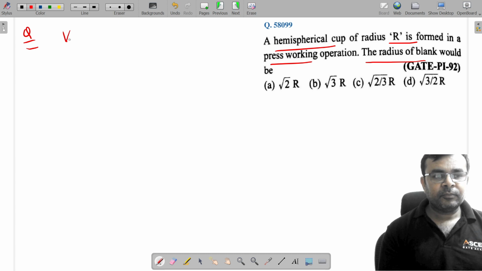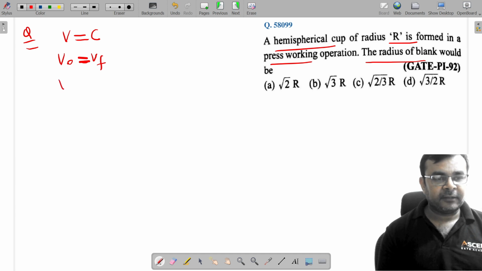The volume, already we saw the volume in the metal forming is always constant. Means V naught is equal to V final. Initial volume is equal to final volume. So if I talk about initial volume, it is the volume of blank. Let's say this is the volume of blank and this is the volume of hemispherical cup. The volume of the blank is nothing but pi by 4 d square into thickness.